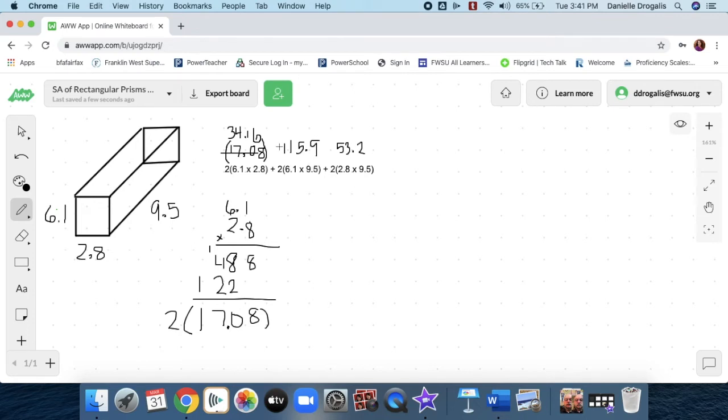So we're looking for a total, so we're actually going to add all of these. These are the areas of each paired face, and now we need to add all of those together. Because I modeled multiplying fractions, let's model this just to make sure we remember it.